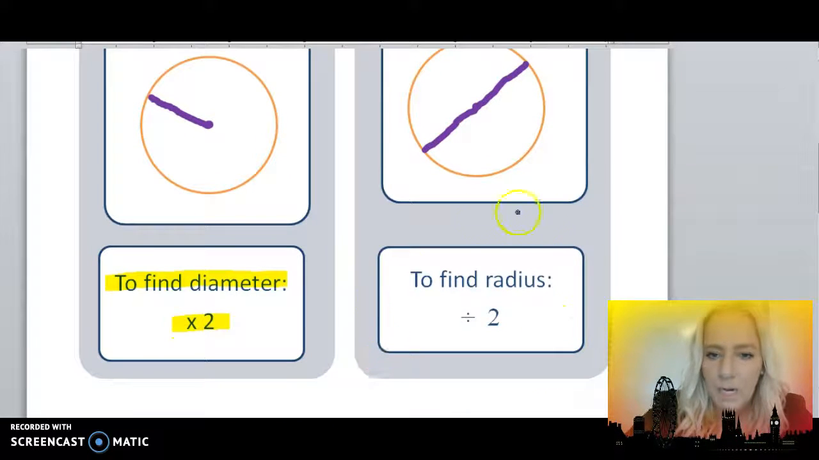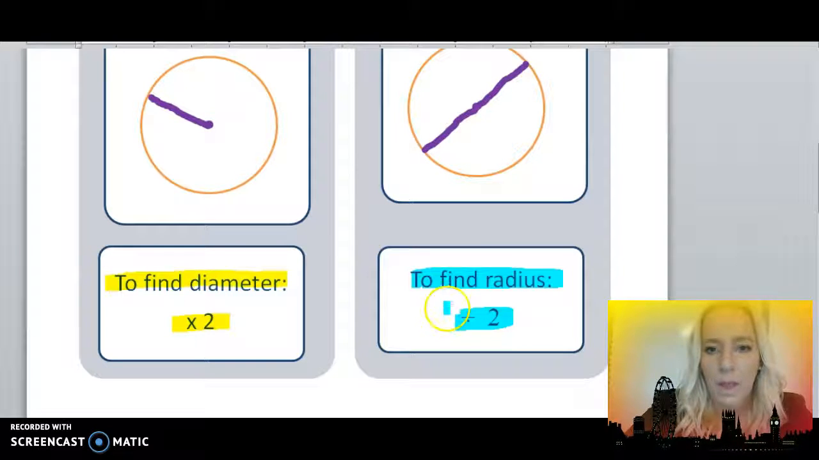Now, to find radius from diameter, you would divide by 2. So if I'm giving you a diameter, to find the radius, you're going to divide by 2. So for example, if this diameter was 10, we could find the radius by dividing by 2, so it would be 5. Over here, if the radius was 9, we could calculate diameter by multiplying by 2. So these two things here are really important when finding both radius and diameter.